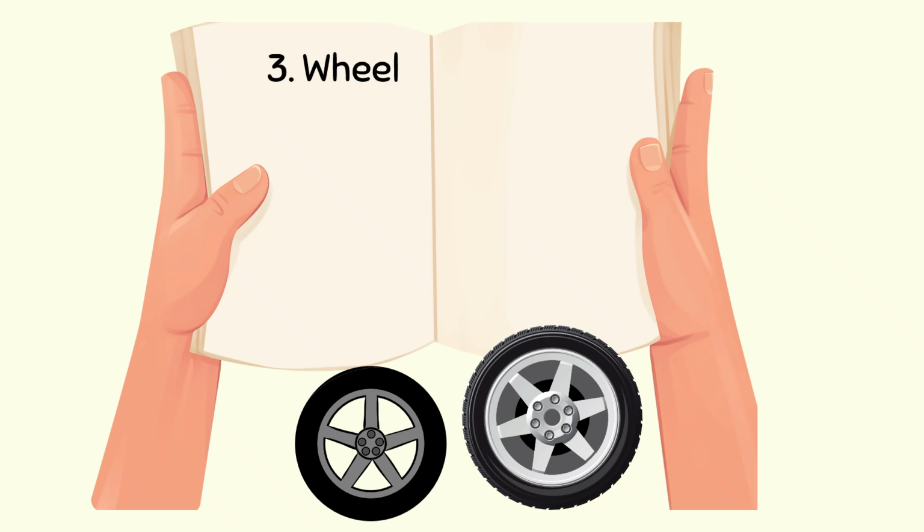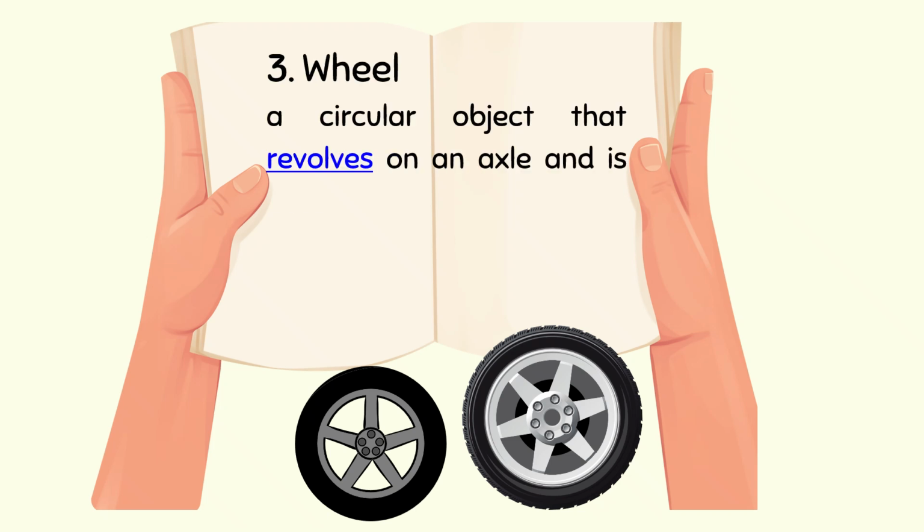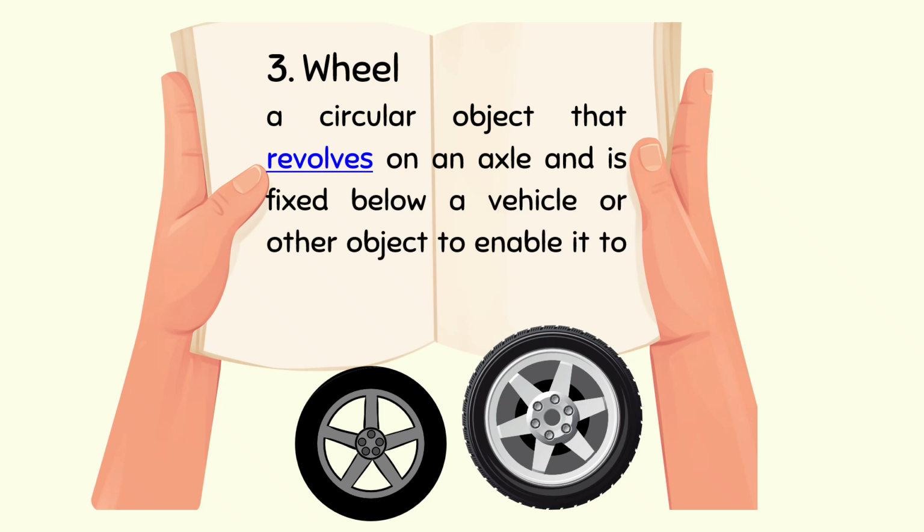Number 3, we have your wheel, a circular object that revolves on an axle and is fixed below a vehicle or other objects to enable it to move easily over the ground.